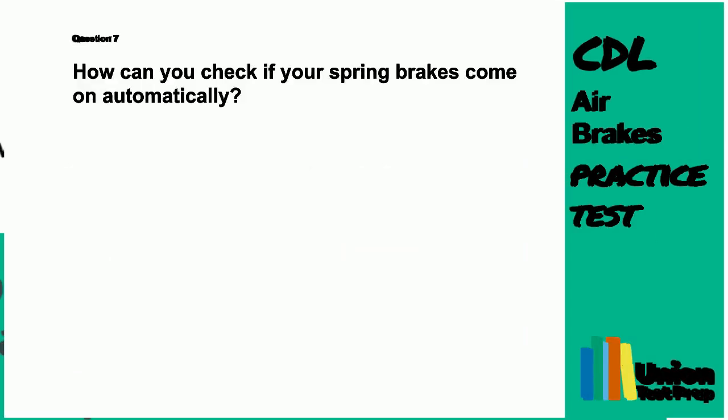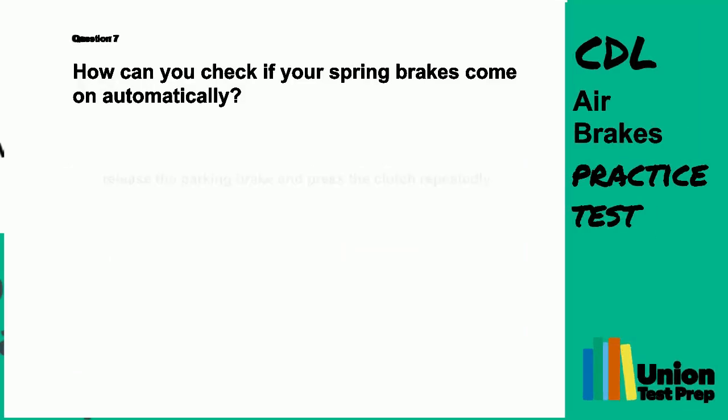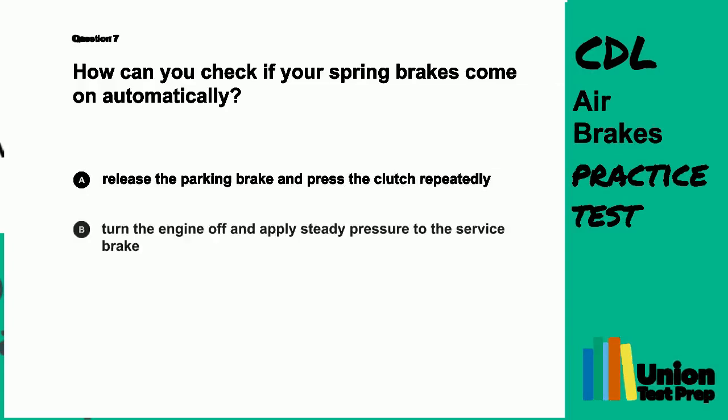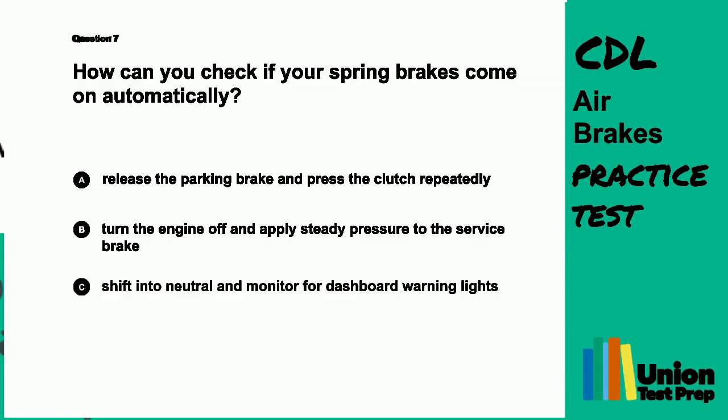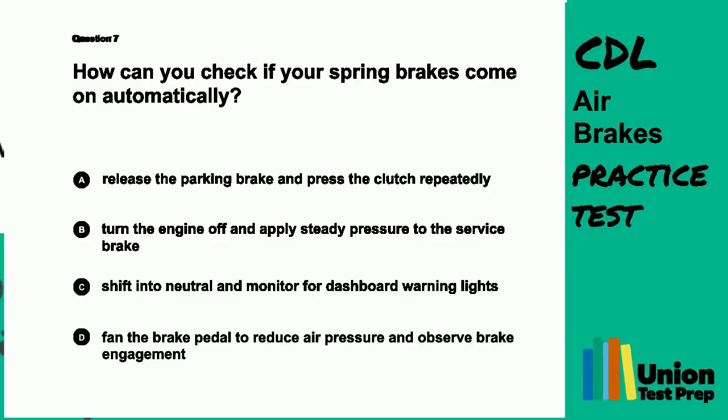Question 7. How can you check if your spring brakes come on automatically? A. Release the parking brake and press the clutch repeatedly. B. Turn the engine off and apply steady pressure to the service brake. C. Shift into neutral and monitor for dashboard warning lights. D. Fan the brake pedal to reduce air pressure and observe brake engagement.